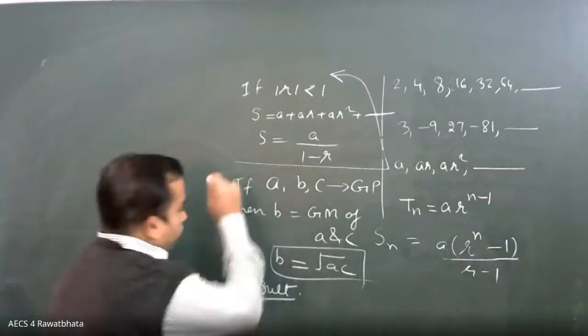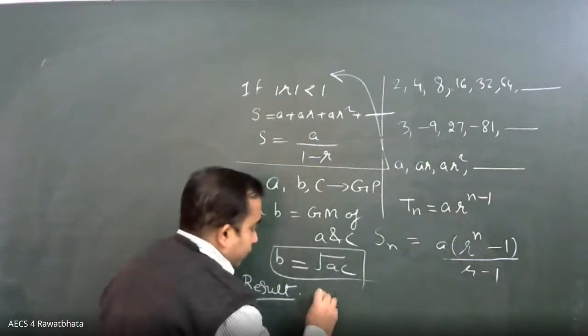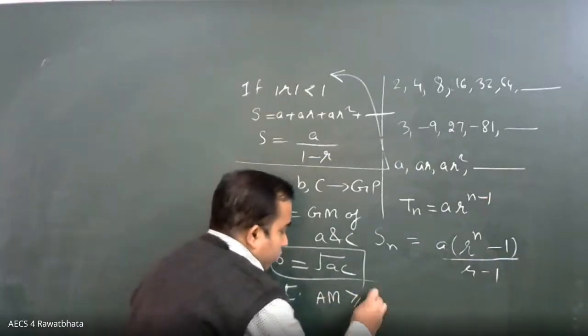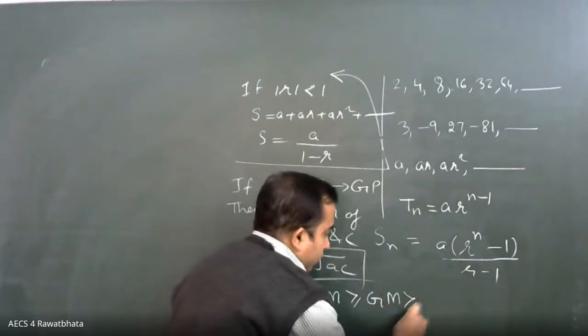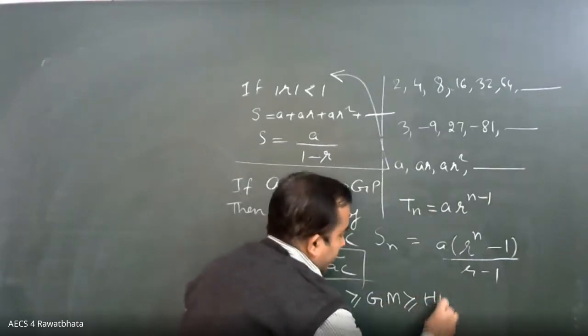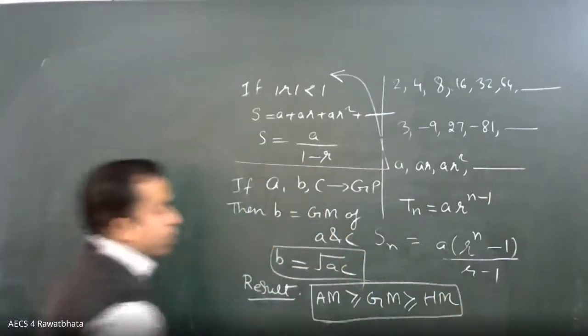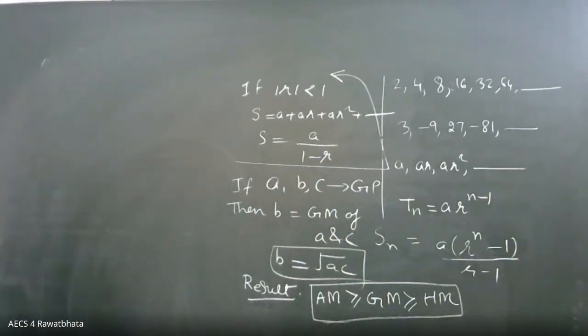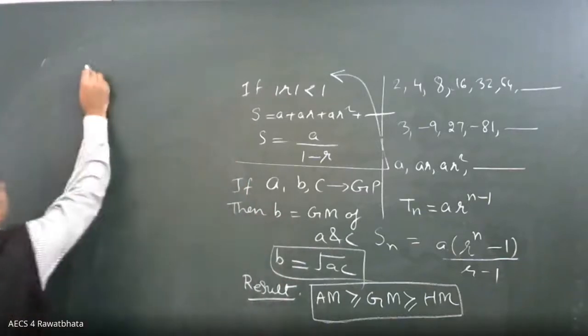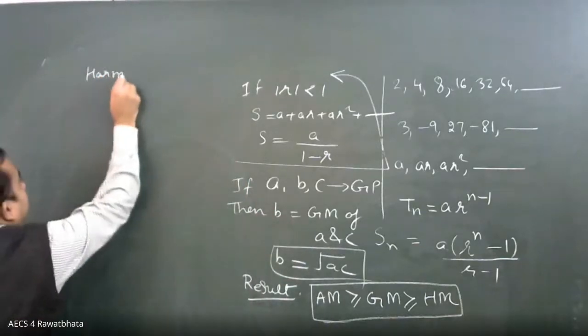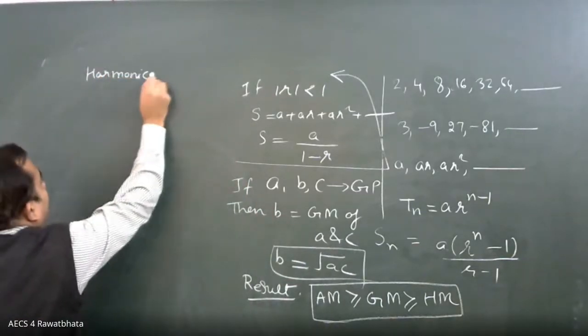What is HM? That also we'll revise, but let me write the first result. AM was found greater than or equal to GM, which was greater than or equal to HM. This very useful result we got yesterday. And what is HM or harmonic mean? Let us take the revision. Harmonic mean.